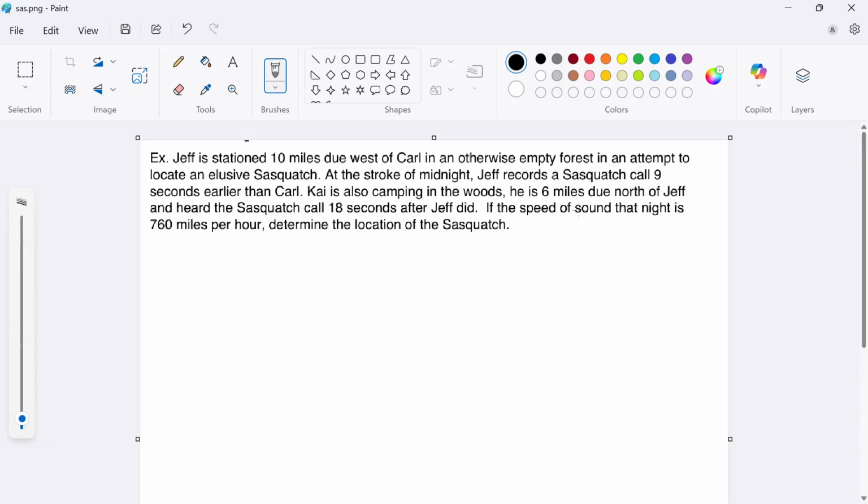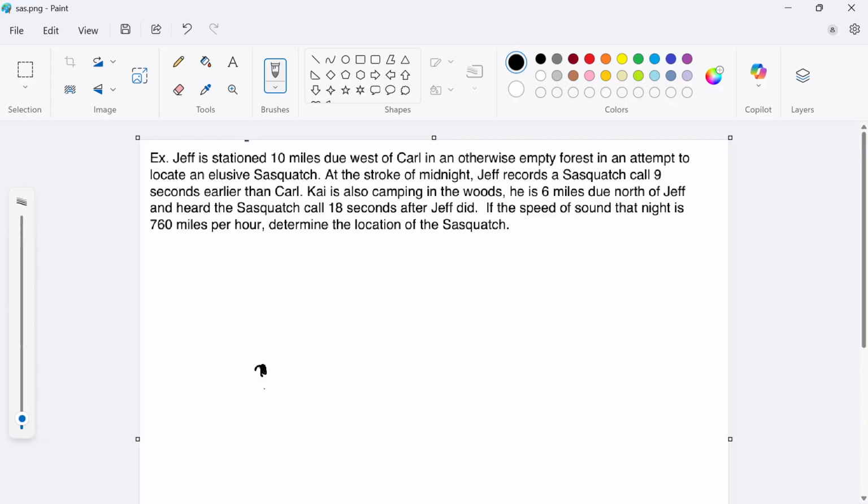Kai is also camping in the woods. He is 6 miles due north of Jeff, and he heard the Sasquatch 18 seconds after Jeff did. So this Sasquatch, or Bigfoot, I guess Sasquatch is the Indian name, is closer to Jeff than Carl and closer to Jeff than it is to Kai. If the speed of sound that night is 760 miles per hour, determine the location of Sasquatch.